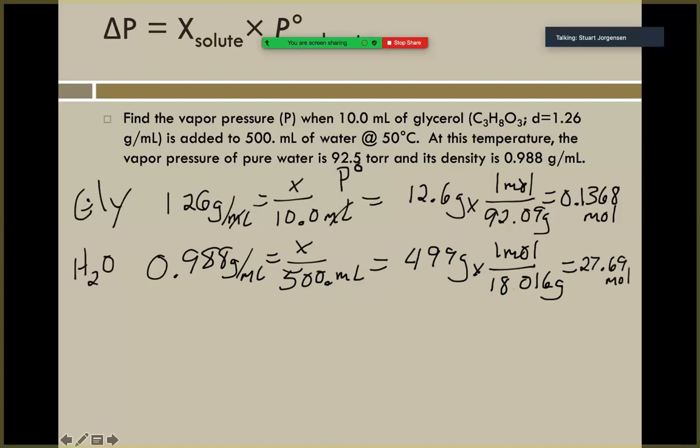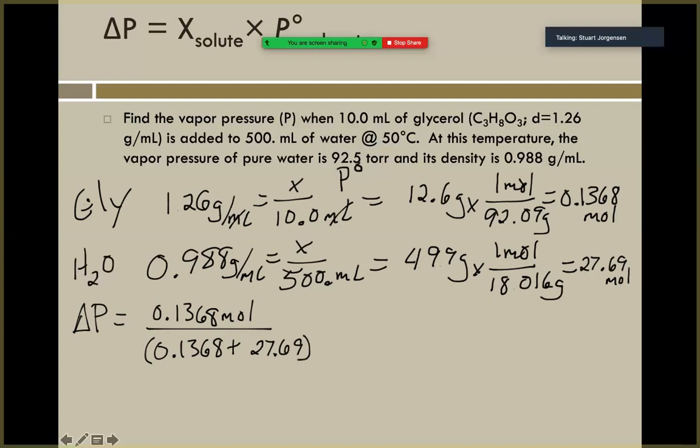So we're going to figure out how much the pressure is going to change. We're solving for delta P, for all of our physics people. Delta means the change of. If we're going to find that change, we need the mole fraction of the solute. The solute here was the glycerol, the thing we had less of. That was the 0.1368 moles of that. We're going to divide by the total moles to get the fraction. Total moles are going to be the moles of glycerol plus the moles of water, which was the 27.69. You'll notice I'm not too concerned about sig figs quite yet because I'm going to round right at the end.